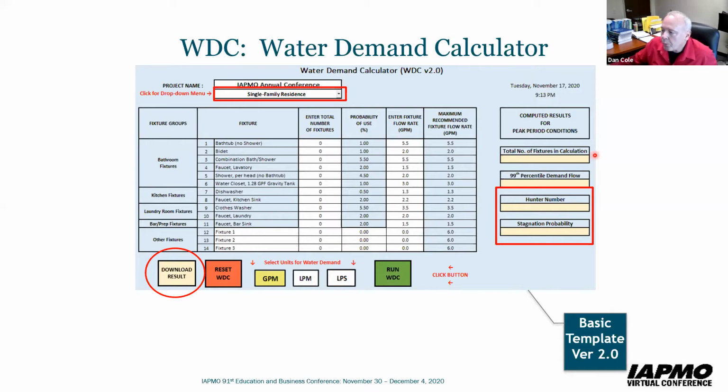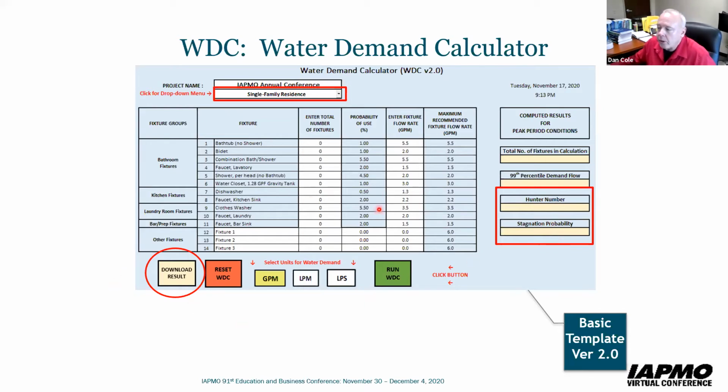So the total number of fixtures will be entered here. Your demand flow, your 99th percentile demand flow will be entered here. And here are the two new features, the Hunter number, which I discussed, and also the stagnation probability. And you'll see how this information is useful when we move on to the examples. This is a new feature.